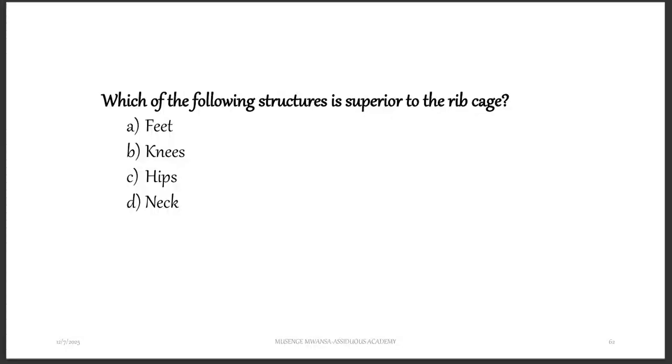All right, excellent. Which of the following structures is superior to the rib cage? In other words, on top of the rib cage, these ribs that are hiding your heart, your lungs, right? That's the rib cage. So which one of these structures is on top? Superior, right? The feet, the knees, the hips, the neck. What are you going to pick? Okay, very good. Namatai and Evelyn say D. All right. Excellent. Truth, that is correct. Nasilele, that's correct. Walia, that's correct. Very good.